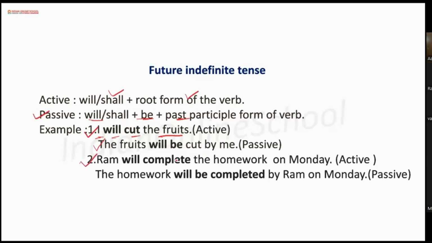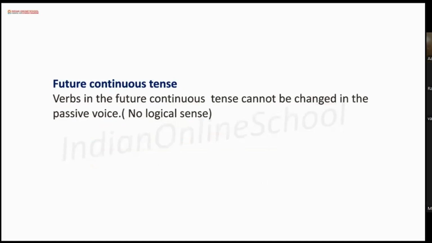The next example is, Ram will complete the homework on Monday. It is in active voice. Ram here is the subject. Will complete is the verb, and the homework is the object here, on Monday. So the object homework will come at first. The homework will be completed by Ram on Monday. Okay, understood? Yes, ma'am. The verb in the future continuous tense cannot be changed into the passive voice.